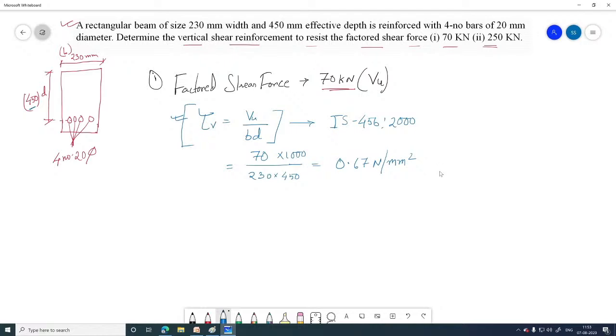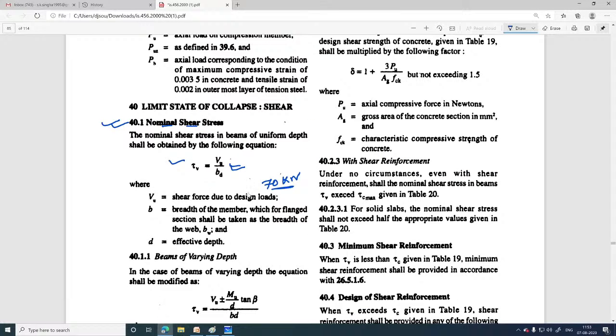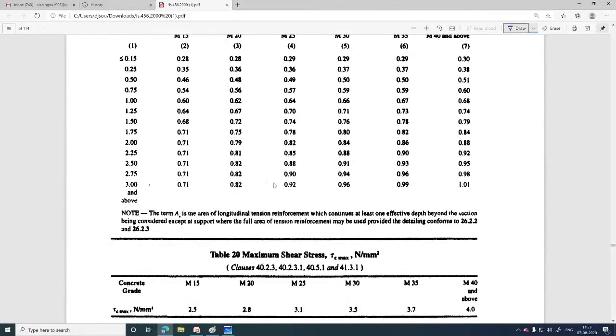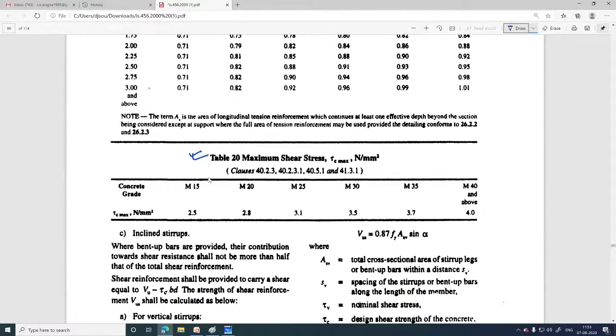So it is tau V, and it should be less than tau c max. Now from where do I get the value of tau c max? Let's check this condition in the IS code. Here in Table 20 you can see the maximum shear stress value, tau c max. It depends on the grade of concrete. For M15, M20, M25 we have different values, right?